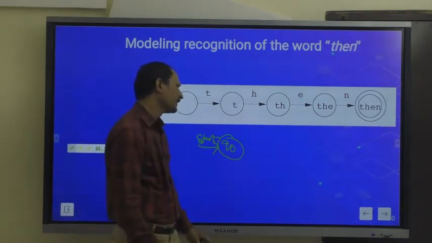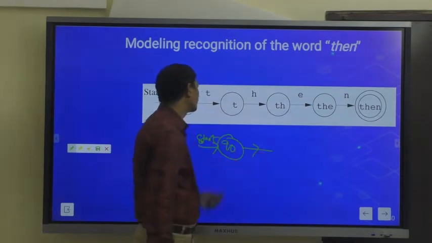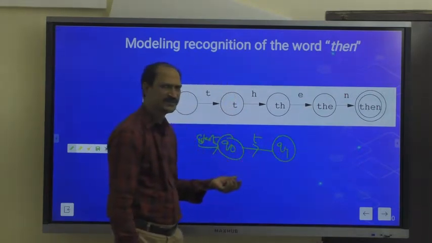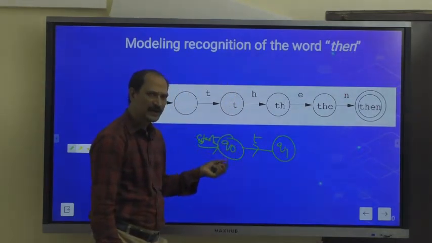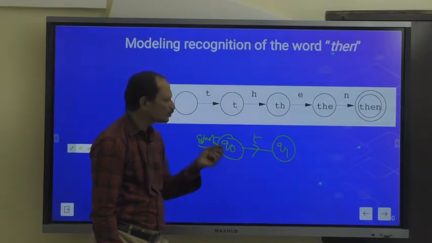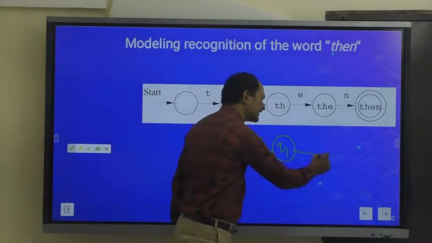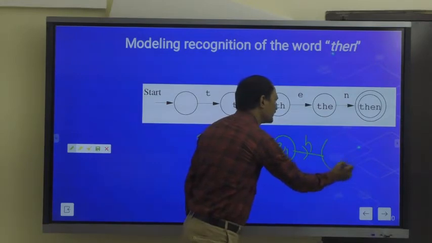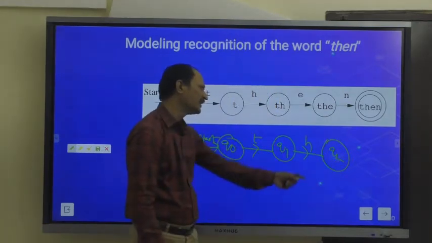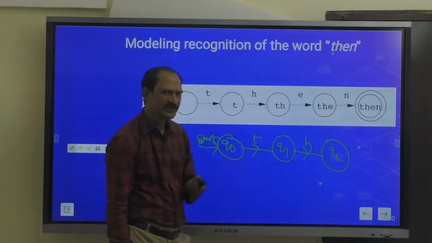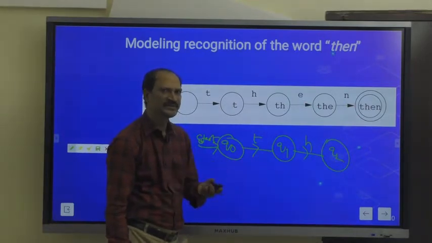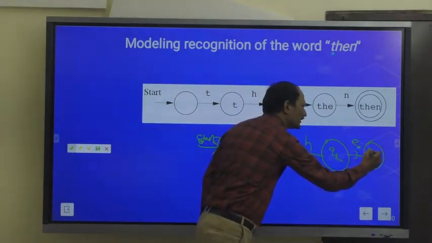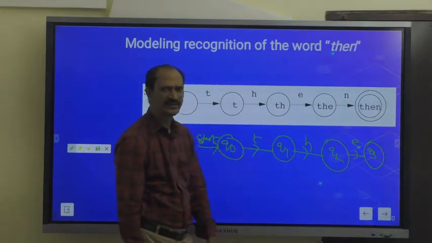That is the Q0 state. Now suppose that I use T here. I am going to go to the state Q1. What do you mean by this? It means if I apply T on Q0, I will be changing from the state Q0 to Q1. So what is the next letter in "then"? H. If you apply H here, then I am going to go to a state, say Q2. Till then, Q2 remembers that I have seen T and H, two letters, TH. After that, if you apply E, I will go to another state, Q3. Q3 is saying that I have seen THE.